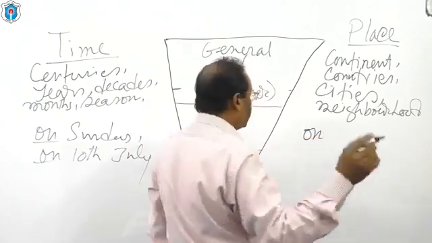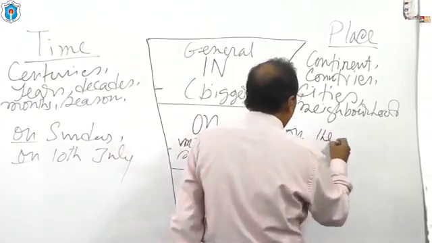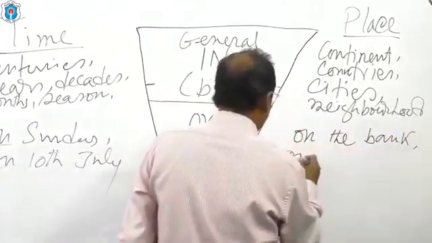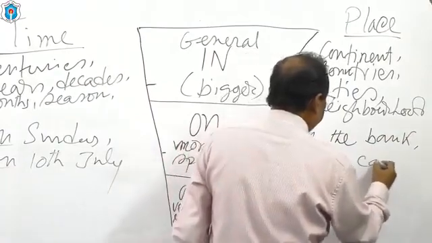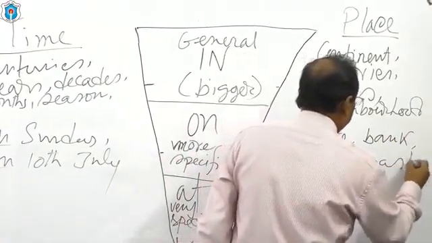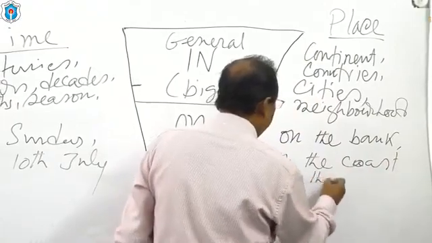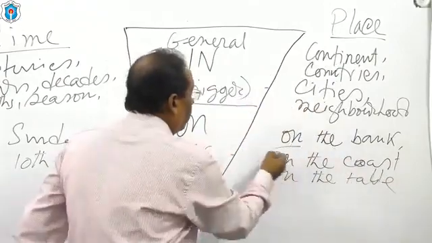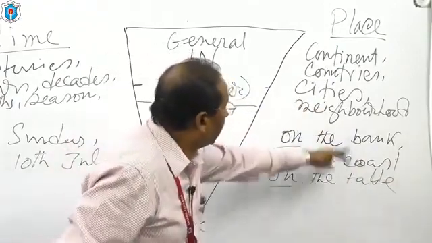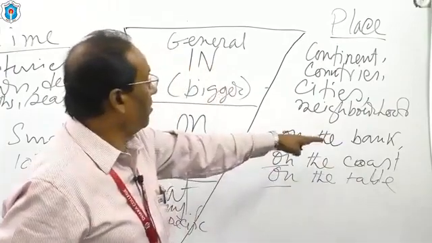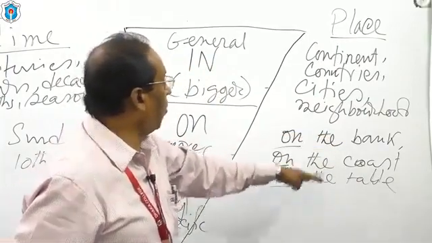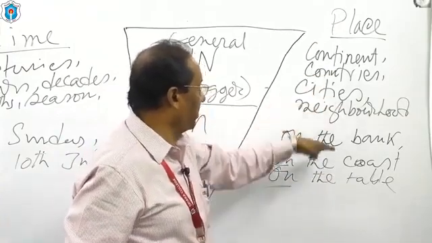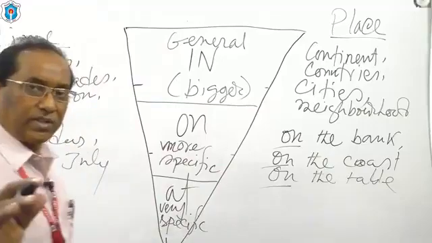On some surface, on the bank, on the coast, on the table. So think, these places, bank, coast, table, all these are smaller than continent, countries, cities, neighborhood. Do you understand the difference?